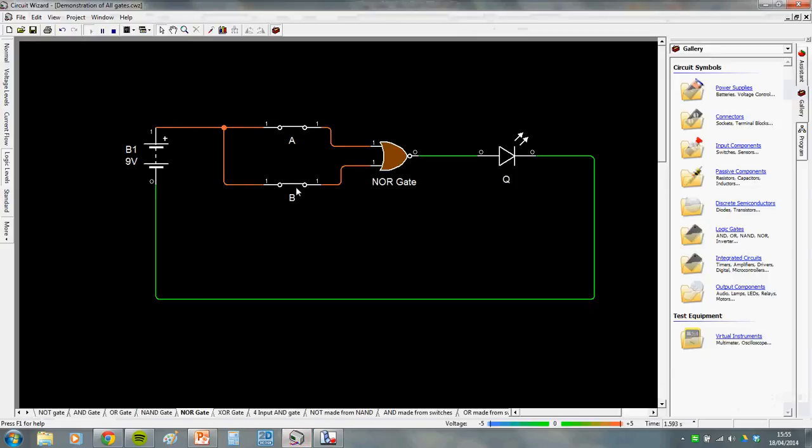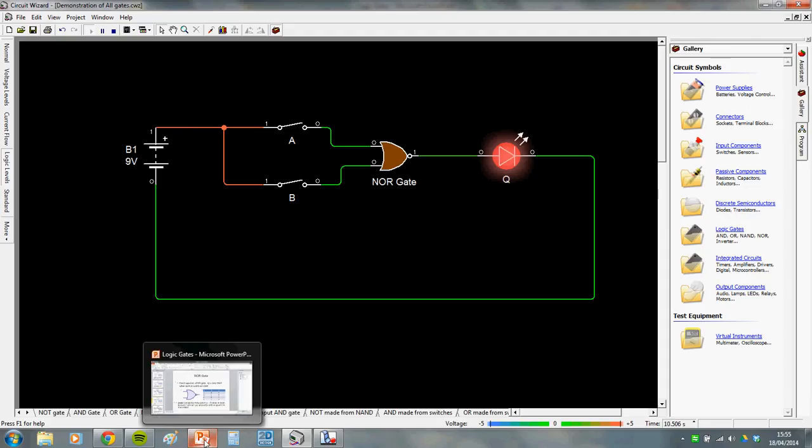Okay, off, still off, still off. When they're both off, we get an on. So there's your NOR gate. Okay, moving on to another one.